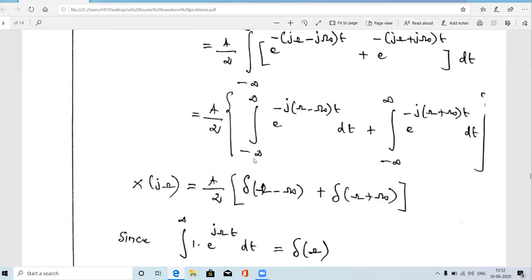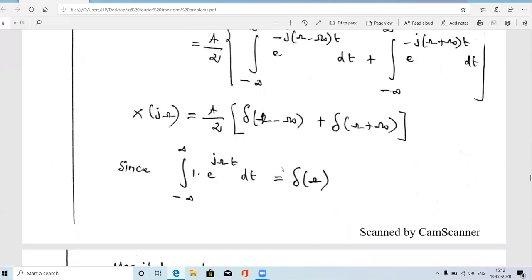Okay, so what is the answer for this integration? Already you know, if you take the Fourier transform of 1, 1 means it is a DC signal. A DC signal means throughout the time the signal has amplitude 1. So according to the property of the unit impulse function, the integration from minus infinity to infinity of 1 into e power j omega t dt has the answer del of omega. Okay, so this is the answer.